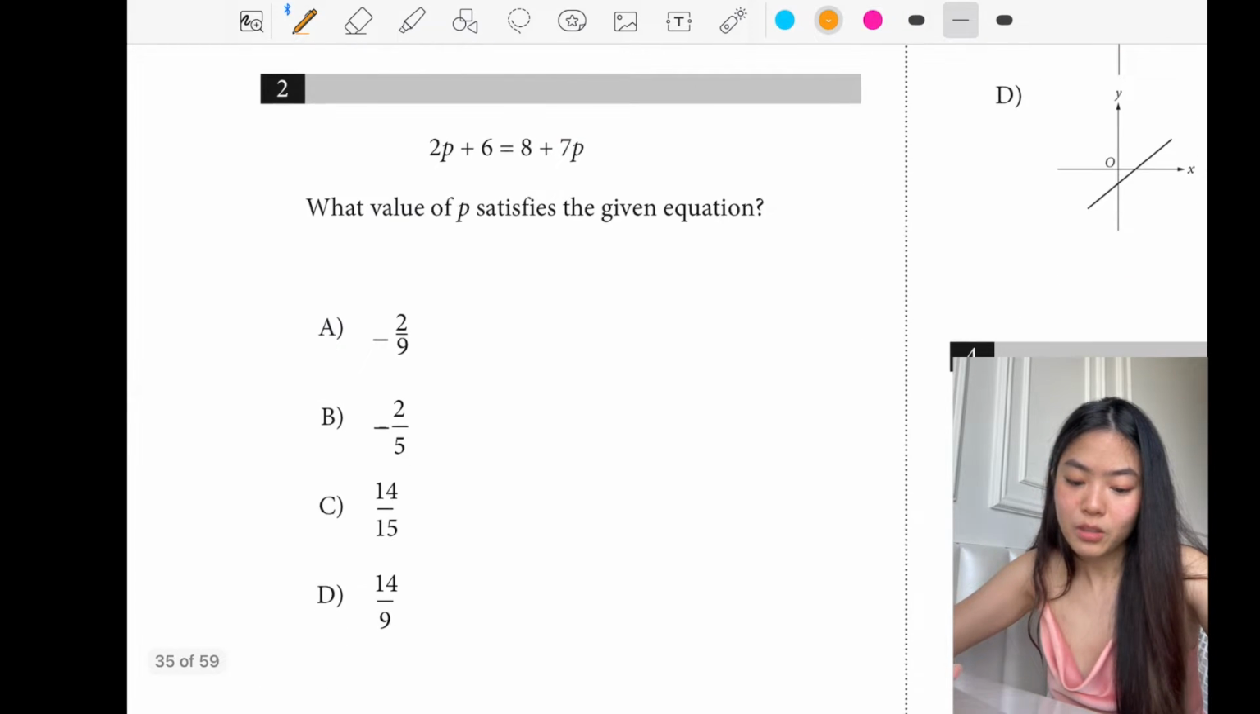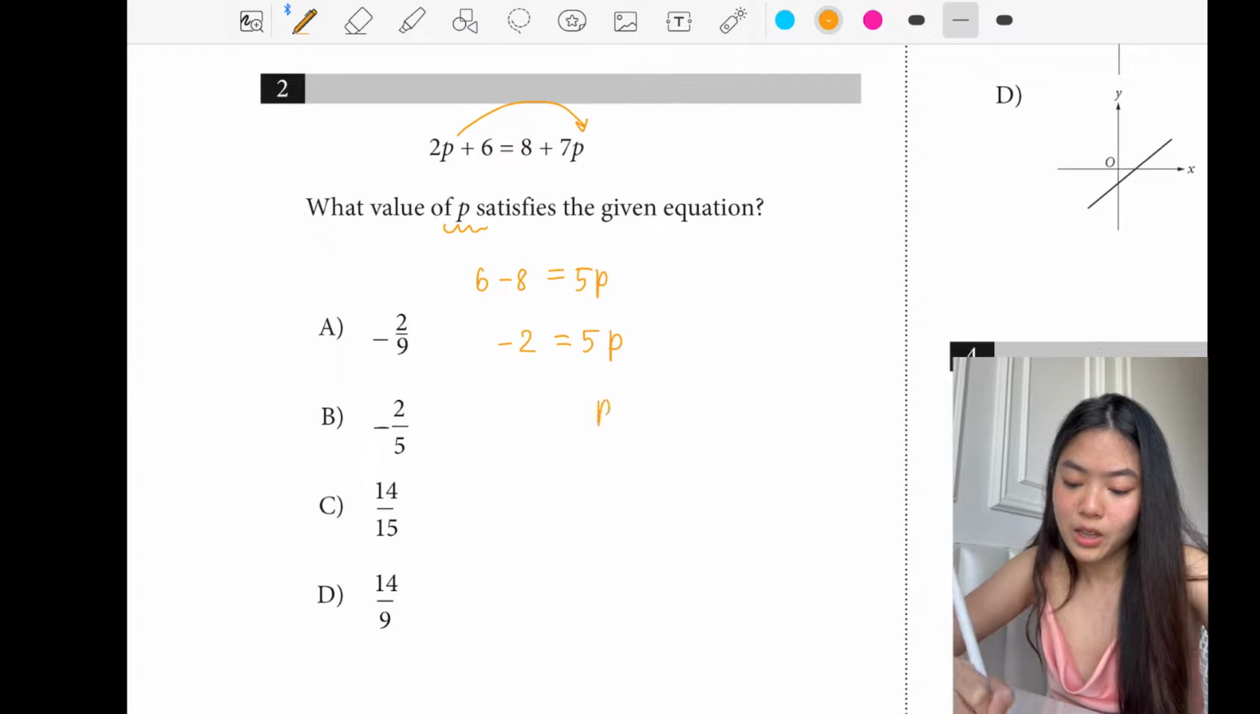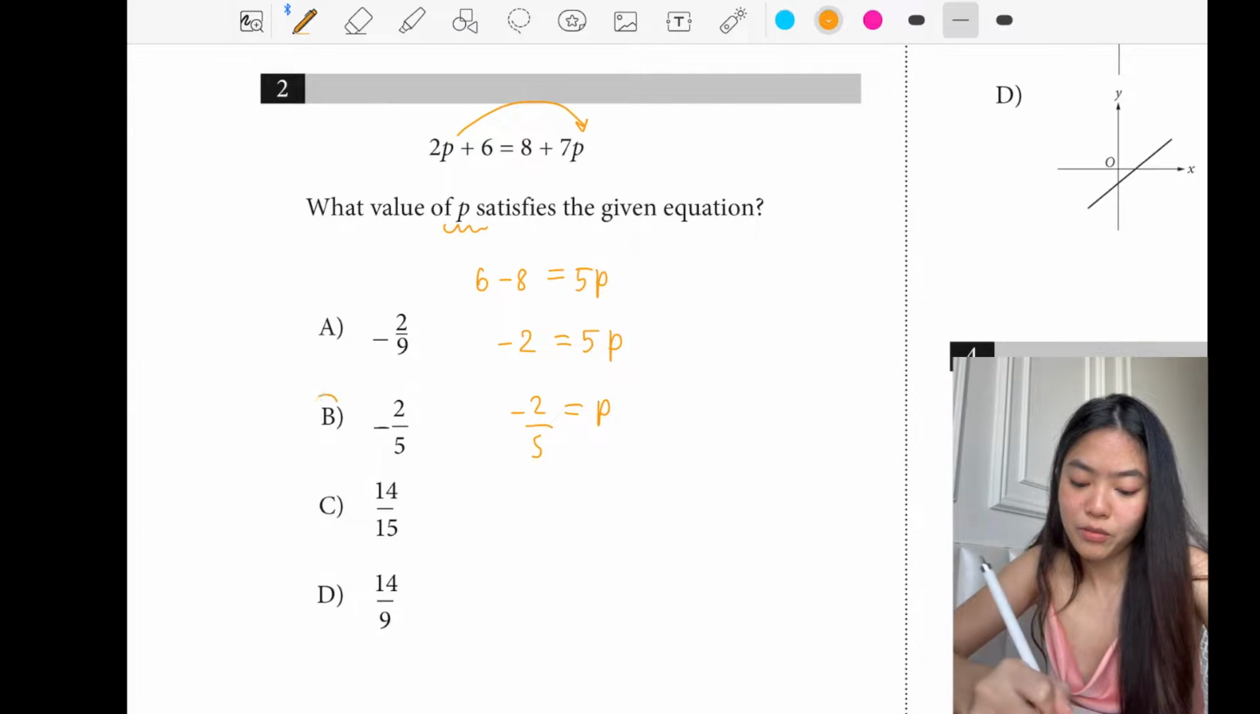Next, number 2. 2p plus 6 equals 8 plus 7p. What is the value of p? Okay, so we try to combine p. 5p equals 6 minus 8, so it's negative 2. Then p is negative 2 over 5.